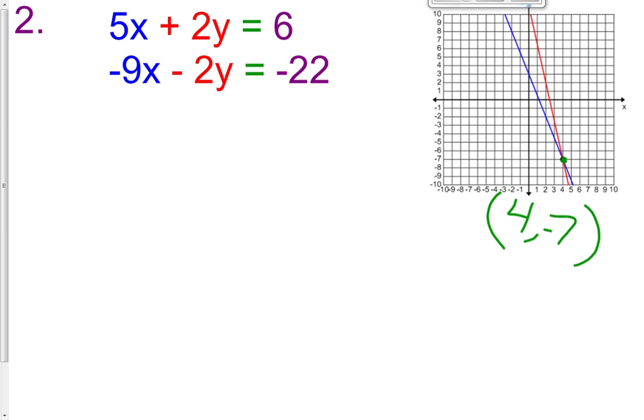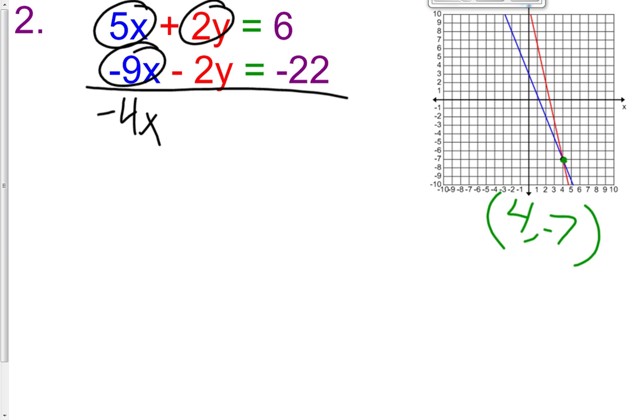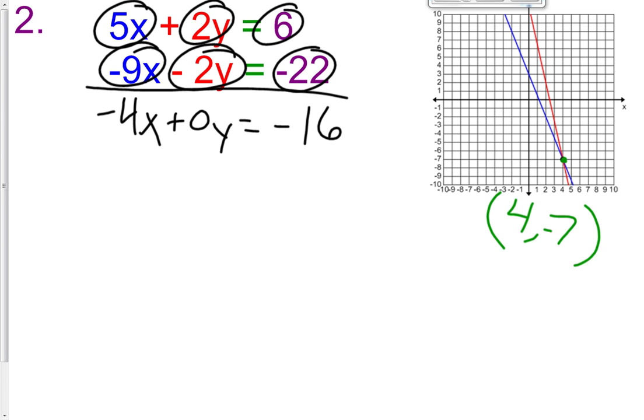So the first step is we're going to add up all the variables. 5x minus 9x is negative 4x. Boom! Positive 2y minus 2y is 0y. And then we get 6 and negative 22. That makes negative 16 when you add those two up. Okay, so now again we have 0y, which is just the same thing as 0. So negative 4x equals negative 16.